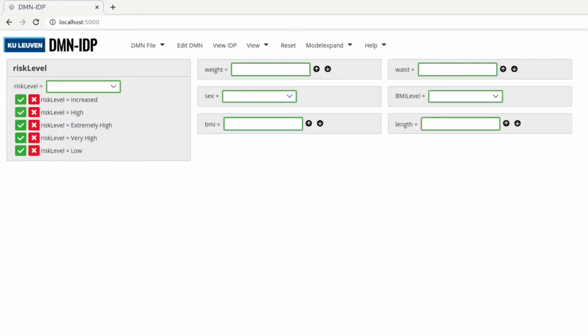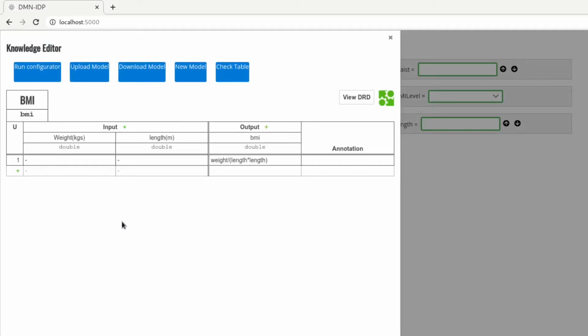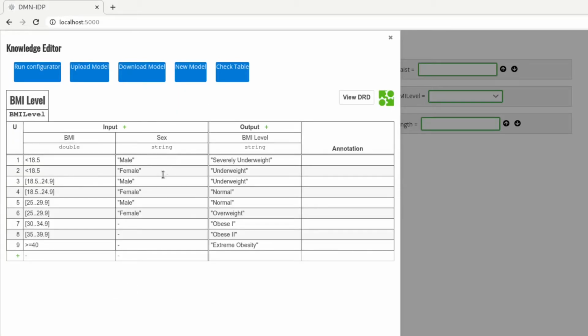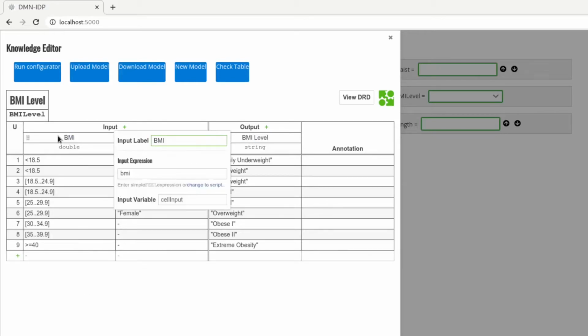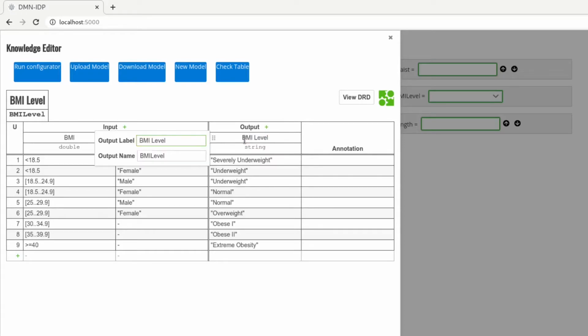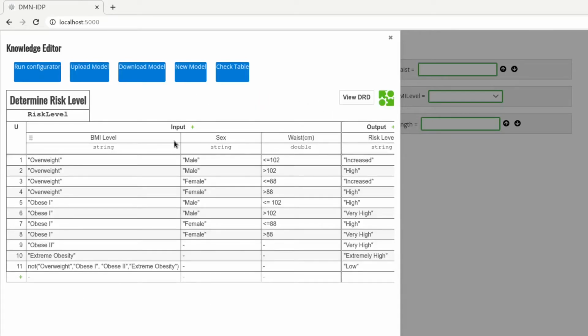In this first example, we use DMN to create a knowledge base which can calculate the risk level of a patient based on his BMI. This consists of 3 tables, one in which we define how BMI is calculated. In the second table, we use the inputs BMI, so the BMI value, and the sex of a patient in order to define their BMI level. So this is underweight, normal, obese, etc. And then in the last table, we determine their risk level.